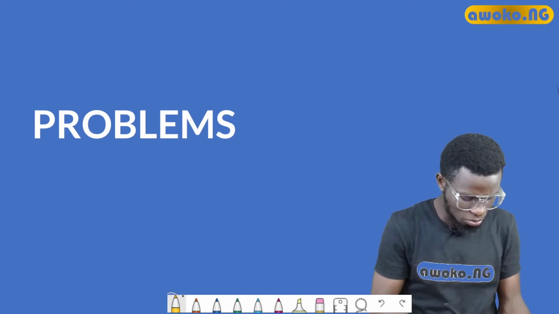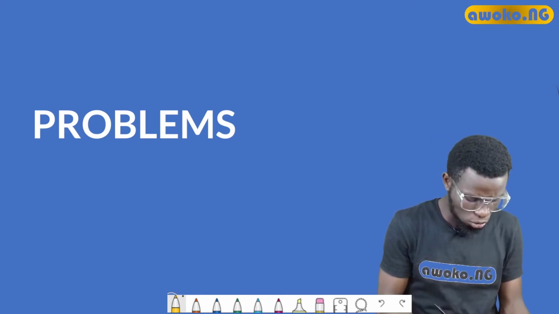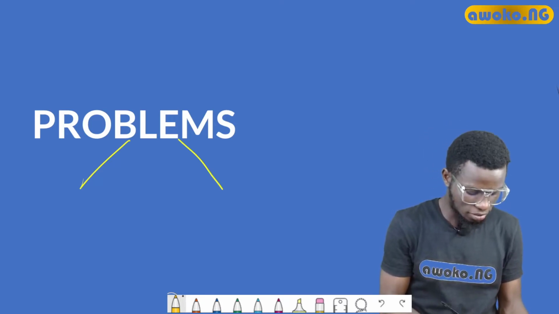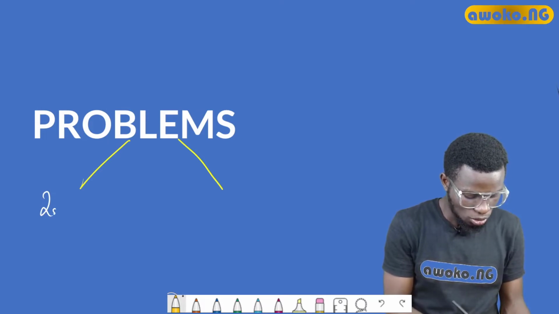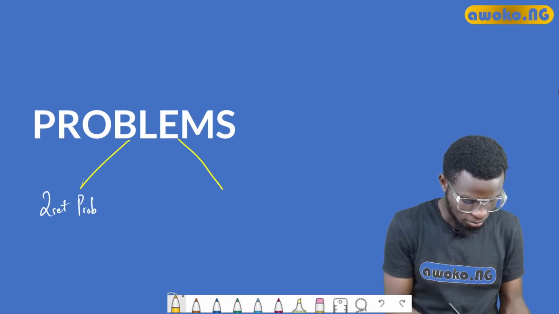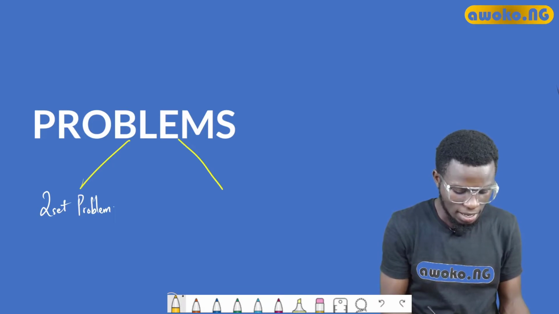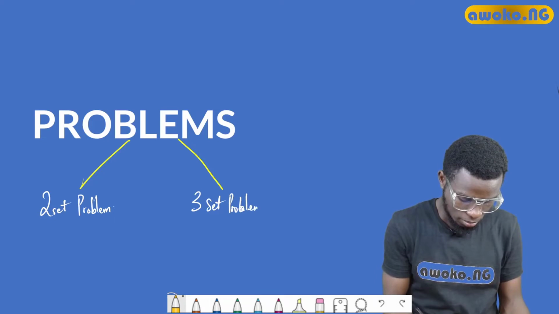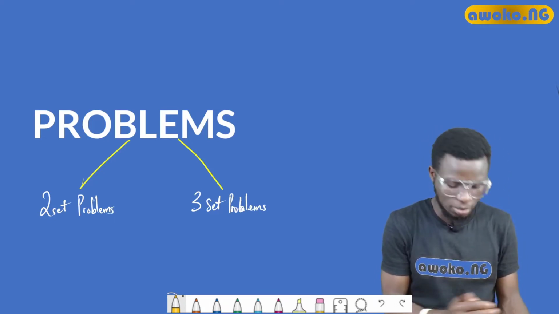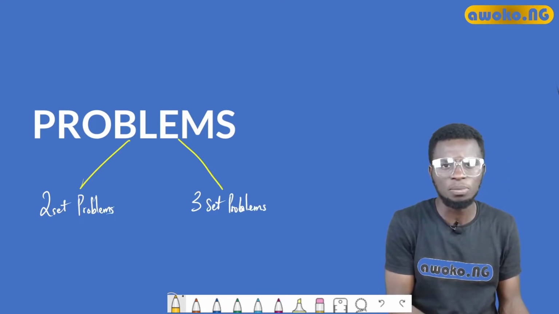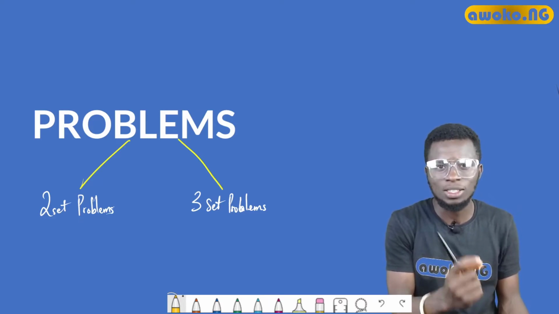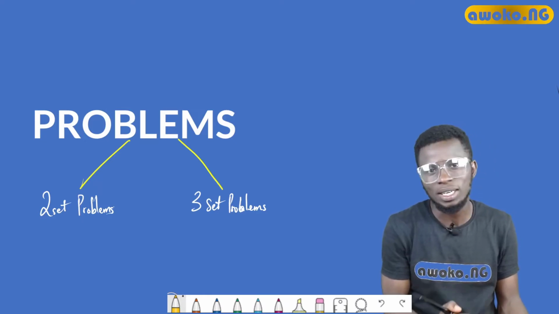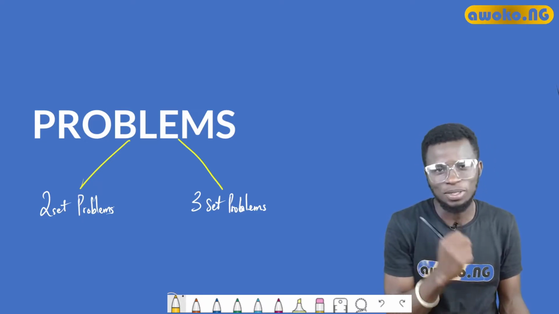The problems in sets could be divided basically into two. For the sake of our level, we have 2 set problems and 3 set problems. A 2 set problem is simply a problem that contains just 2 subsets, while a 3 set problem, on the other hand, contains 3 subsets.